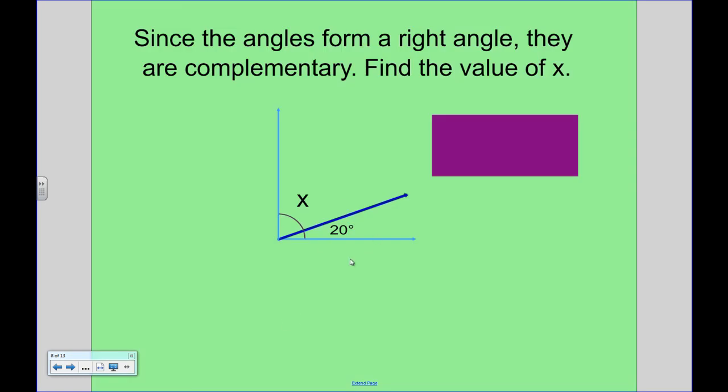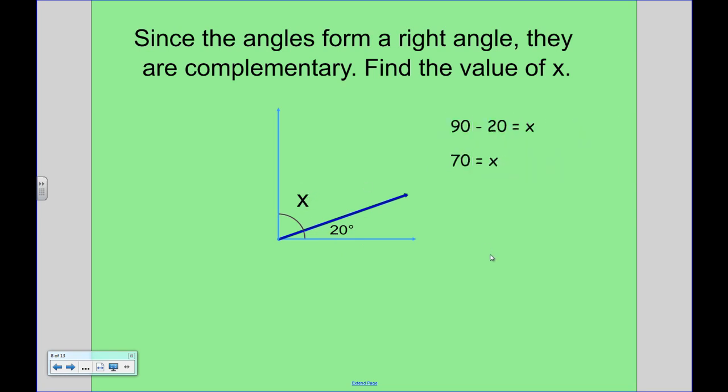Now, here we have a pair of complementary angles. These actually form a right angle, and that means they should add up to equal 90 degrees. So if this angle here is 20, if I want to know the value of angle x, I'll do 90 minus 20, which means that angle x has to be 70 degrees.